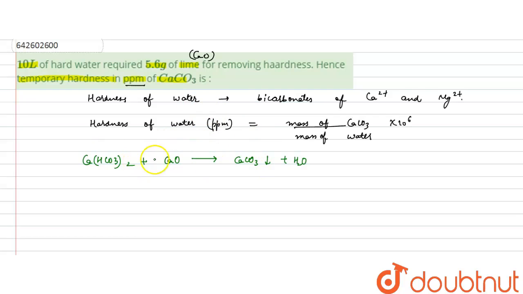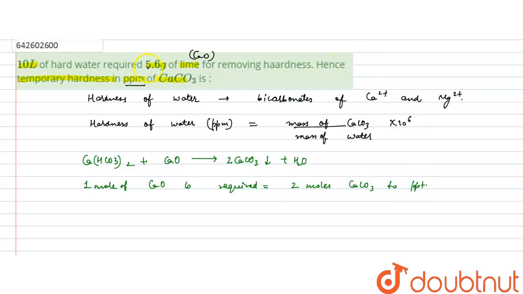So now from this reaction, firstly we will balance this reaction as 2 calcium carbonates. Now this is the balanced equation. It means 1 mole of calcium oxide, or lime, is required to precipitate 2 moles of calcium carbonate.